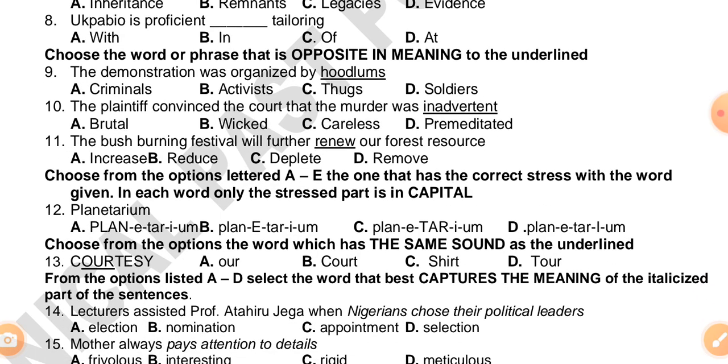Choose the word or phrase that is opposite in meaning to the underlined word. We are now looking at opposite in meaning.